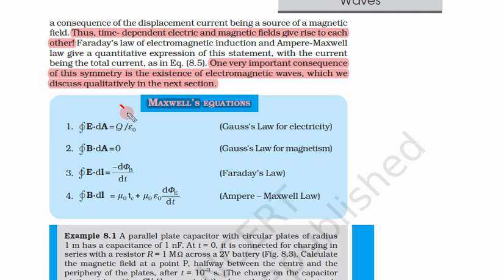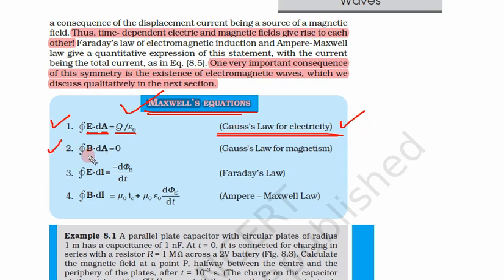So now we have come to Maxwell's four equations that are fundamental behind electromagnetic waves, which are now the basis of our modern life. The first equation is the integral of E dot dA, where E is the electric field, and when we integrate, that means it is over a complete area. What we get is Q upon epsilon naught. This is the same as Gauss's law for electricity.